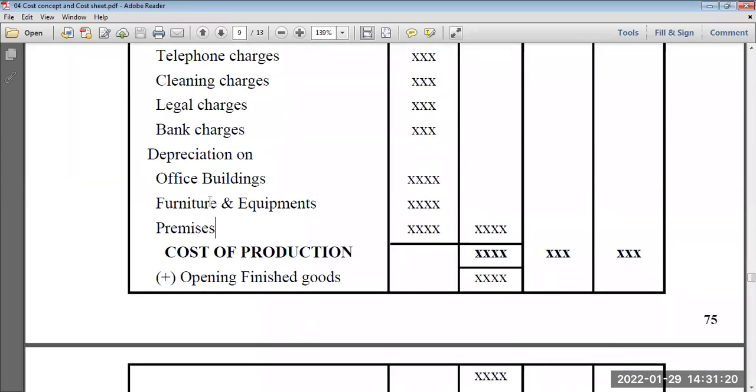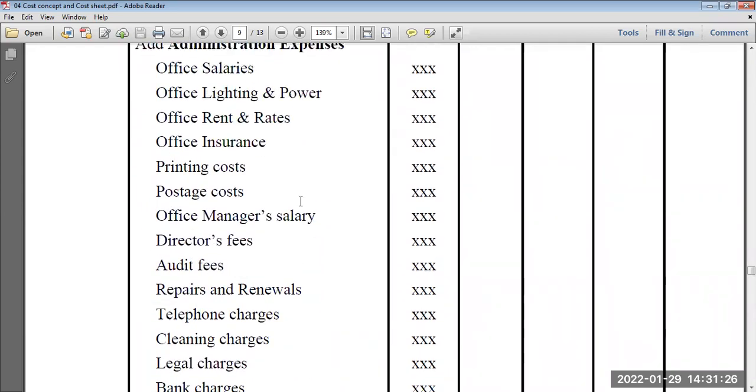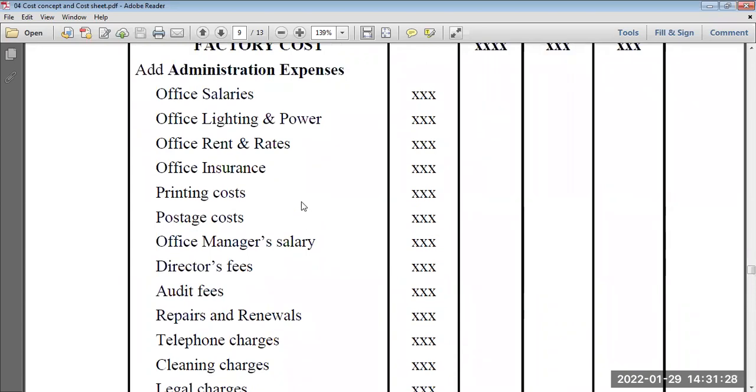Professor, there are many overheads given here. Are all of these compulsory to be written in the statement, or does it depend upon the situation in the question we get in the exam? If your company has that overhead, you will write it. Otherwise, you should not write it. You have to take it only from the situation.